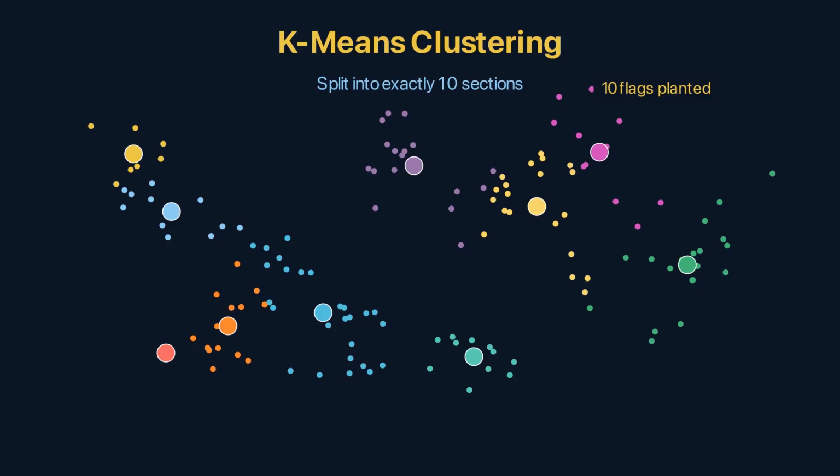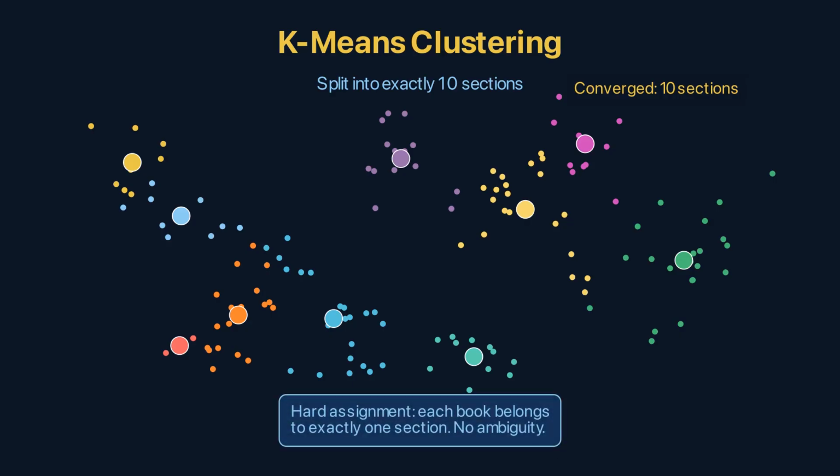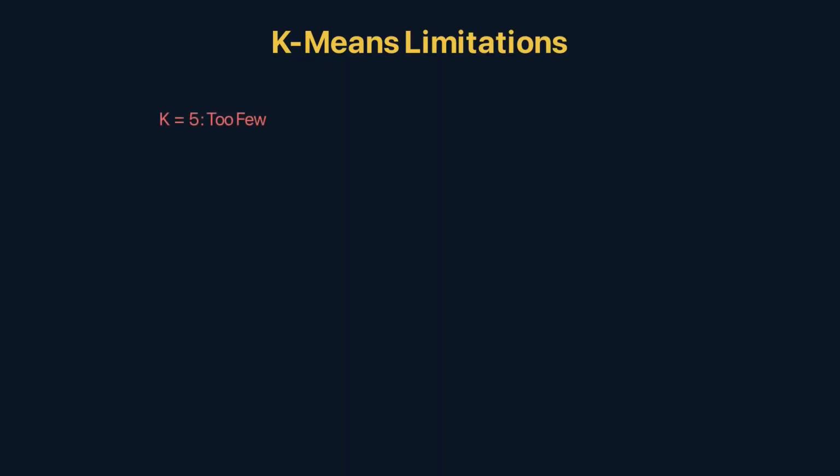Convergence. 10 sections. Roughly equal in size. Sci-fi, romance, history, cooking, biography, science, self-help, business, children's, and a catch-all other. But the romance mystery hybrid novel gets assigned to romance because its centroid is slightly closer. The assignment is hard. Each book belongs to exactly one section. No ambiguity. K-Means requires you to choose K, the number of sections.